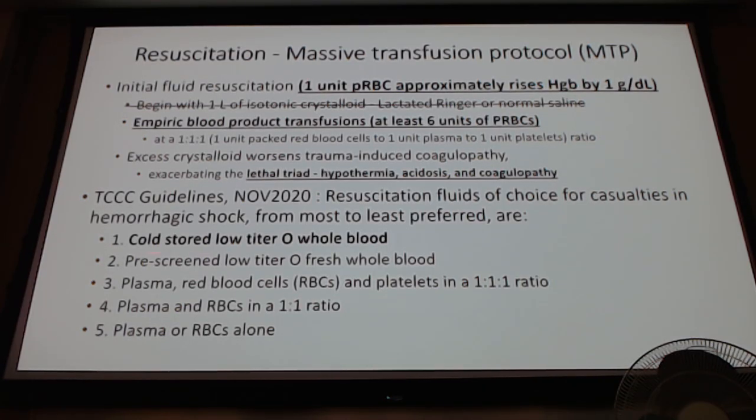But now the gold standard is whole blood. Low titer O whole blood. That is the gold standard. That has everything in it. That has your plasma, your FFP, all of your clotting factors. That's the gold standard.